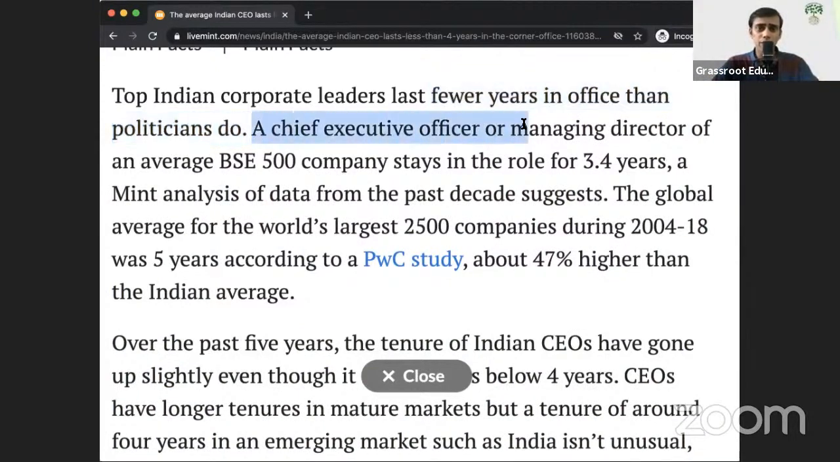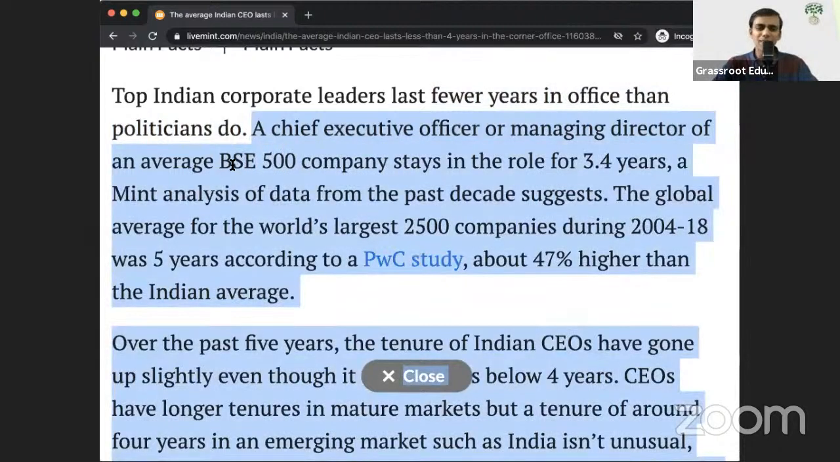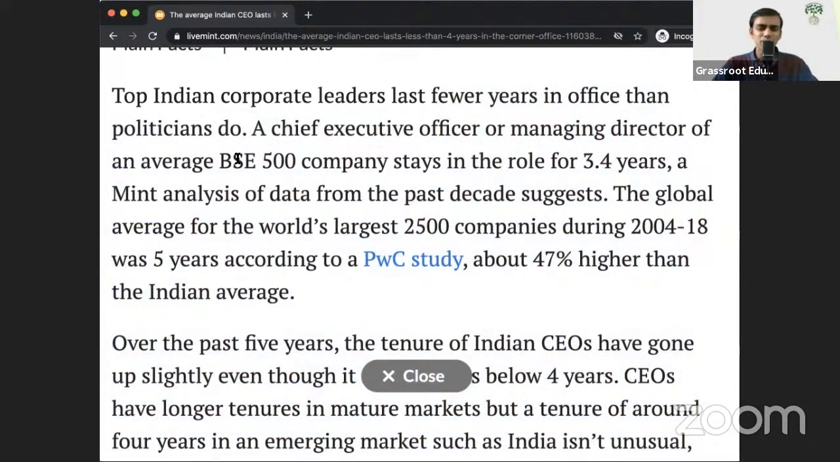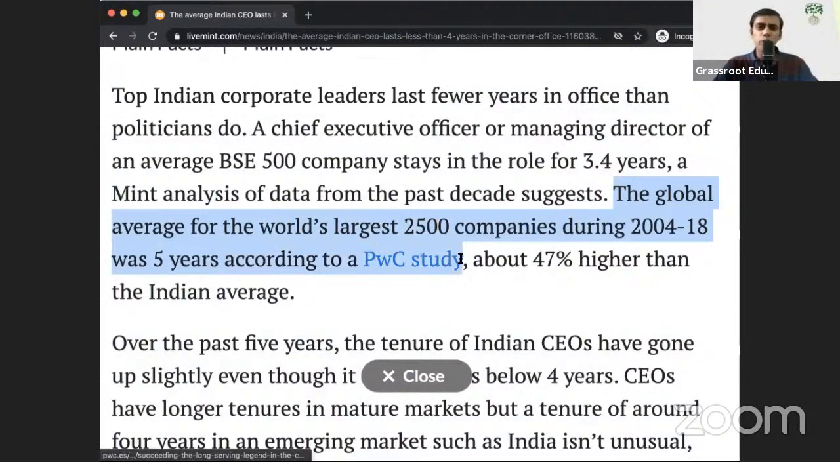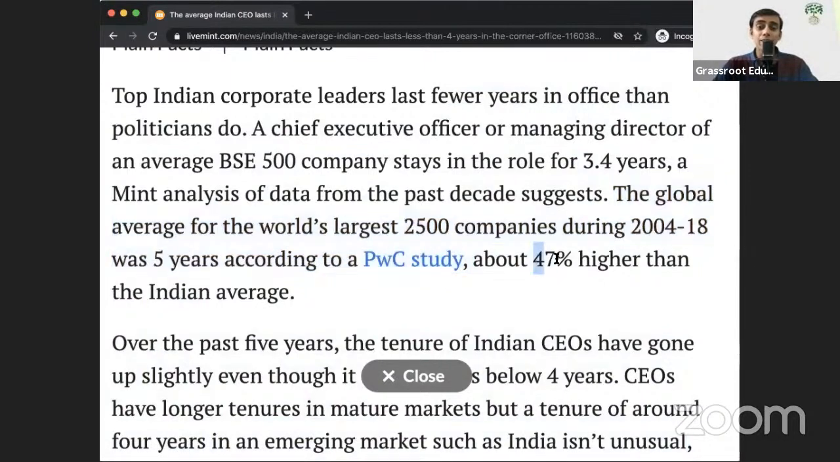A chief executive officer or managing director of an average BSE 500 company. What do you mean by BSE? Many of you might know this. A CEO or managing director of an average BSE 500 company stays in the role for 3.4 years, a Mint analysis of data from the past decade suggests. The global average for the world's largest 2,500 companies during 2004 to 18 was 5 years, according to a PwC study, about 47% higher than the Indian average.